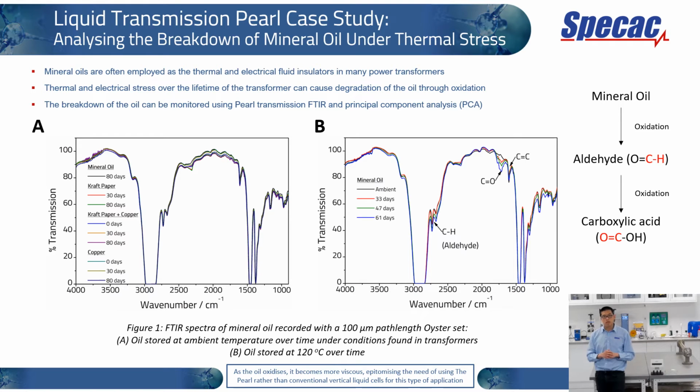And in figure 1B, you have a set of spectra measured over time at 120 degrees Celsius. So the oil changes chemically over time at 120 degrees Celsius, as you can see, due to the oxidation of the mineral oil to aldehyde, and hence you see the CH peak at just after 2500 wave number, and also the carbonyl peak as well, due to the aldehyde and carboxylic acid.